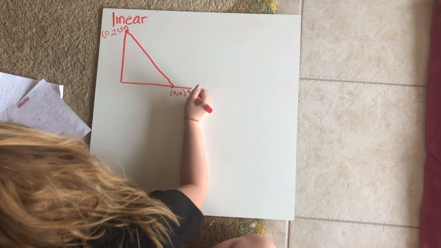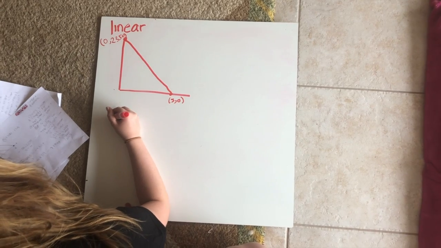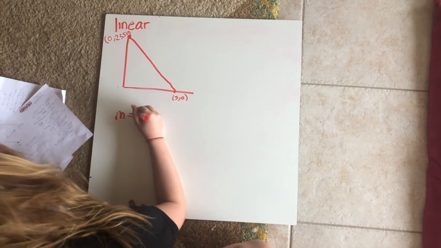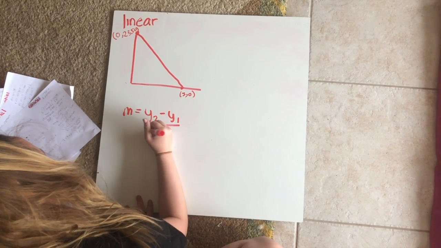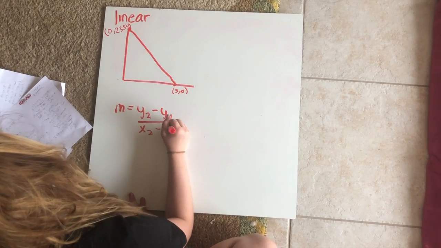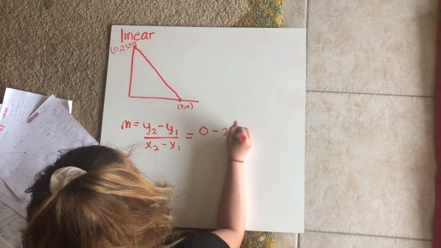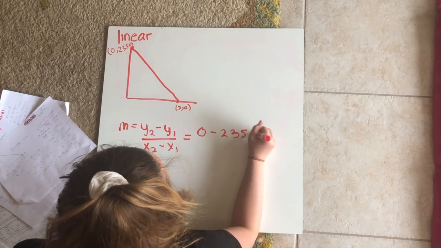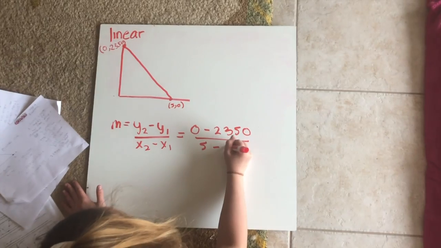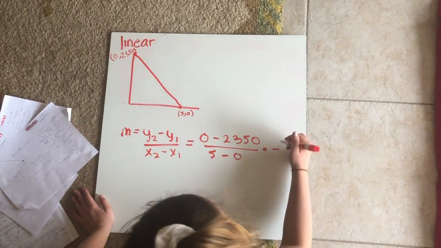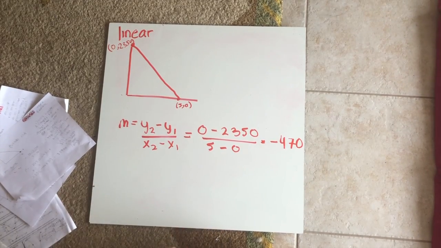To begin, after looking at the graph of this model on your calculator, you would find the slope of this linear model using y2 minus y1 over x2 minus x1. This would be 0 minus 2,350 over 5 minus 0. This equals negative 470, meaning that it's negative $470 per year that it depreciates.